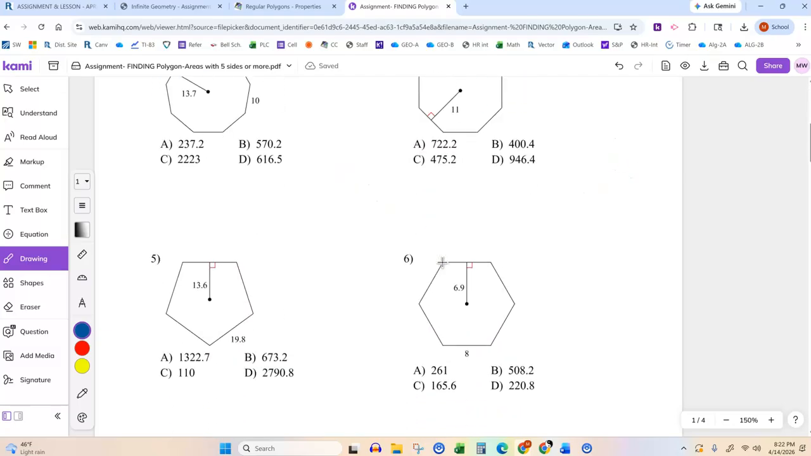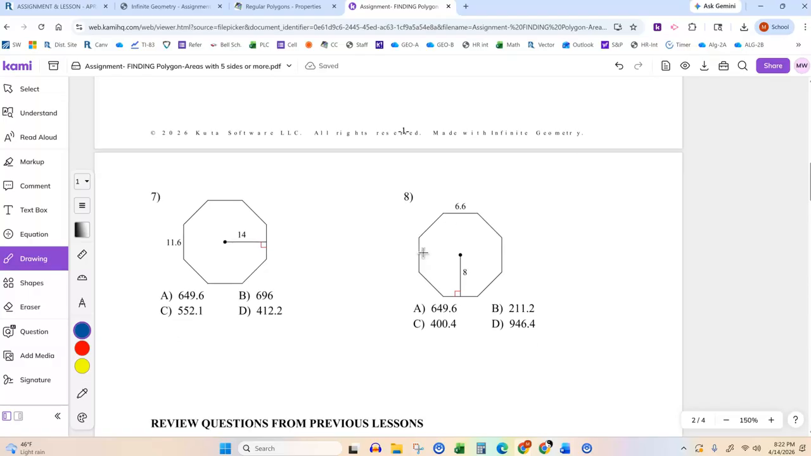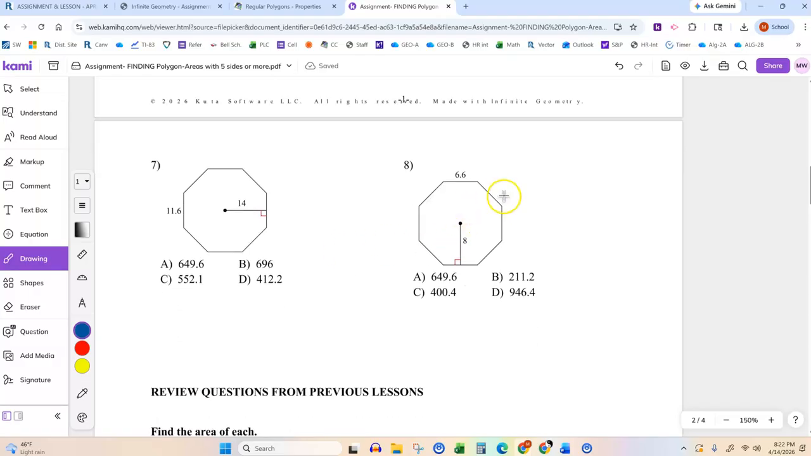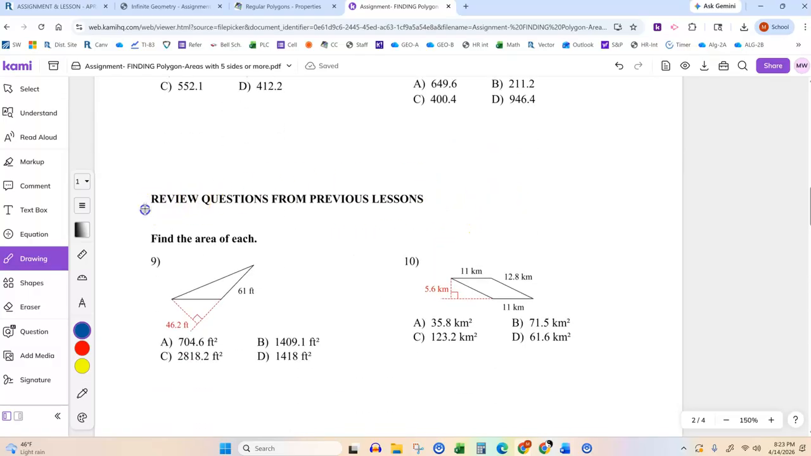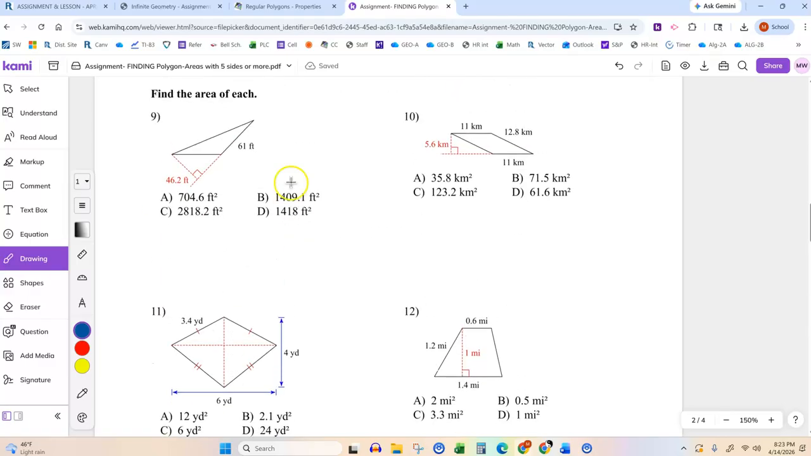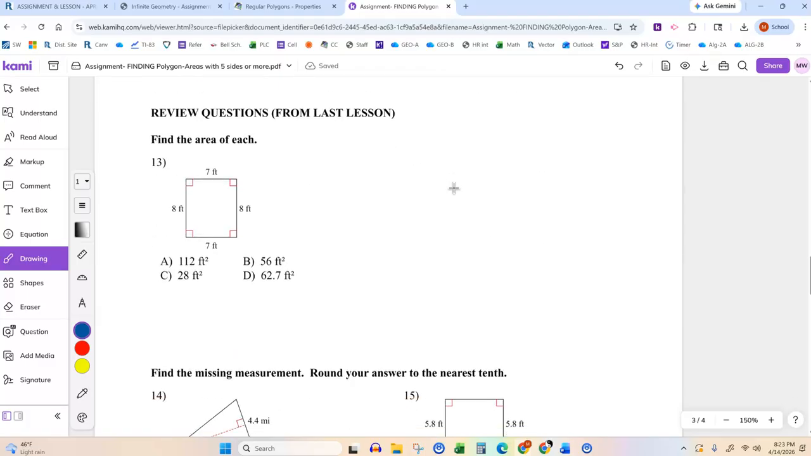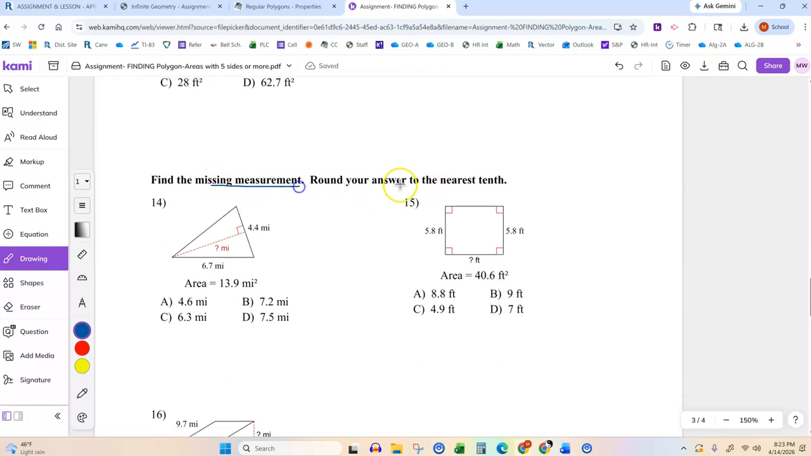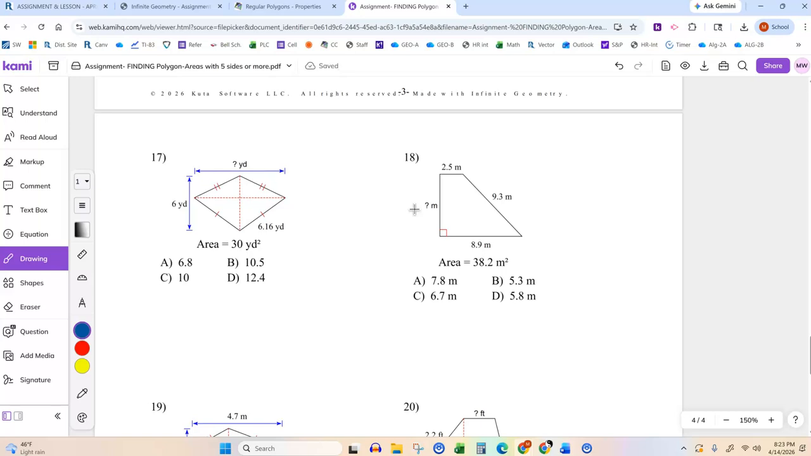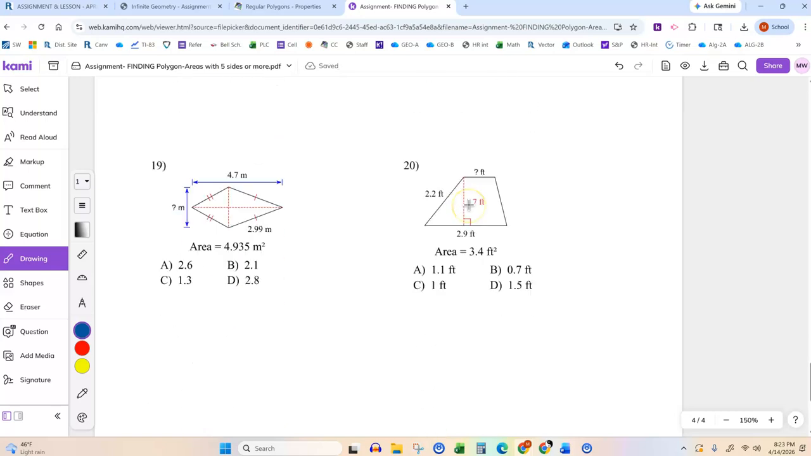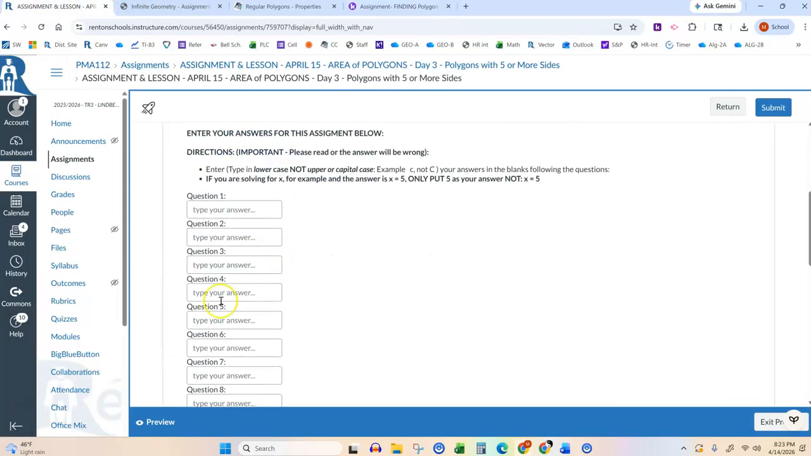Okay, so that's pretty much it, and you can practice 1 through 8, all the same. And then after that, you've got some review questions of what we've been doing, finding the area of different kinds of things, or finding the missing measurement of different types of things. And that'll help you to prepare for our quiz, which is coming up on Friday, as well as our test next week. Okay, so when you're done, make sure you put your answers into Canvas, okay?